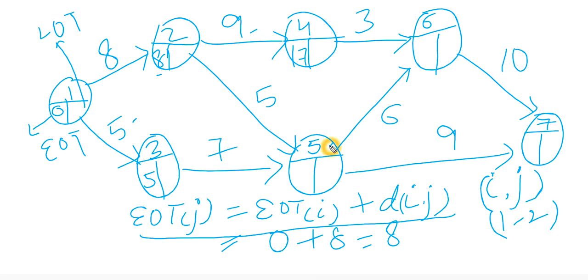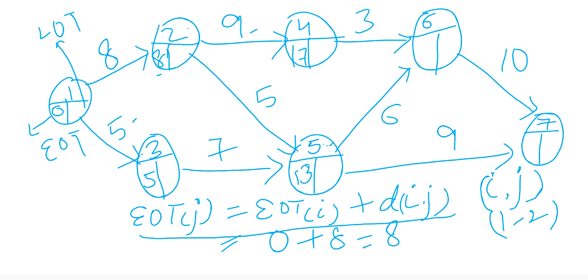Either I can come from 2 to 5 or from 3 to 5. But I will choose the longest one. So 8 plus 5 is 13 and 5 plus 7 is 12. So I will choose the longest one, that is 13. Why am I choosing the longest one? As you can see, 2 to 5 and 3 to 5 are simultaneous activities. Even if I complete 3 to 5, I have to wait for 2 to 5 to get completed, else I cannot move from 5. That's why I'm choosing the longest path, that is 8 to 5 and 13.